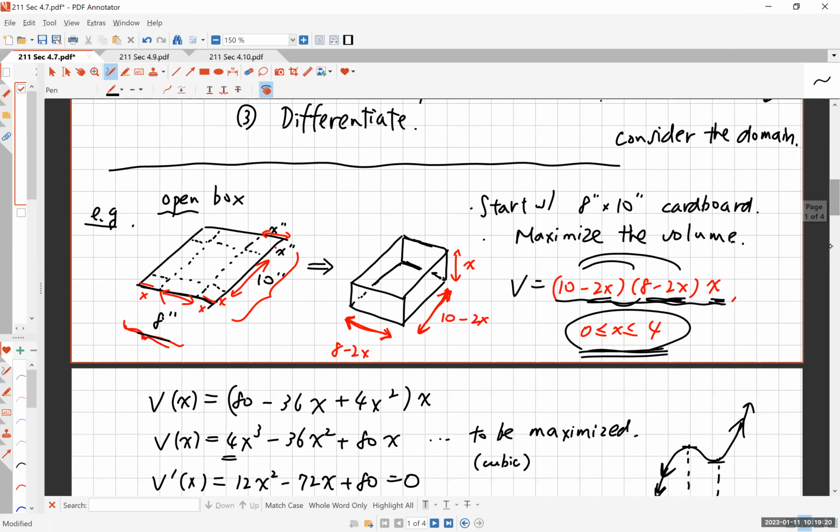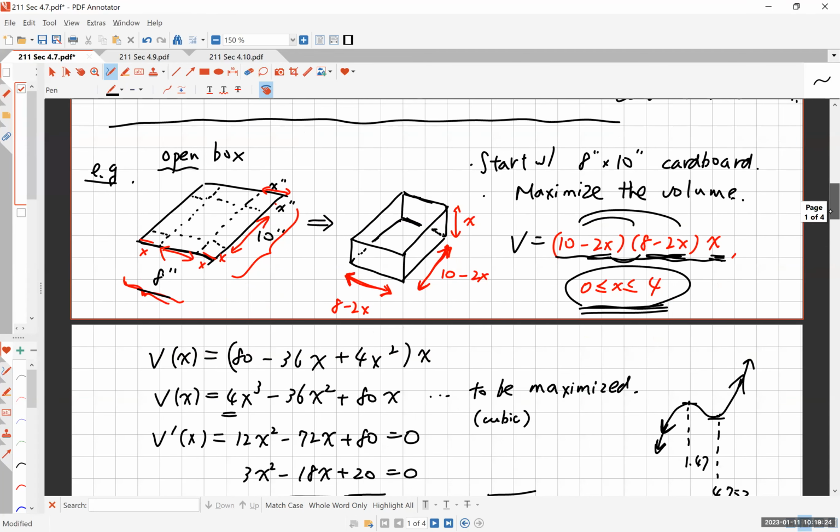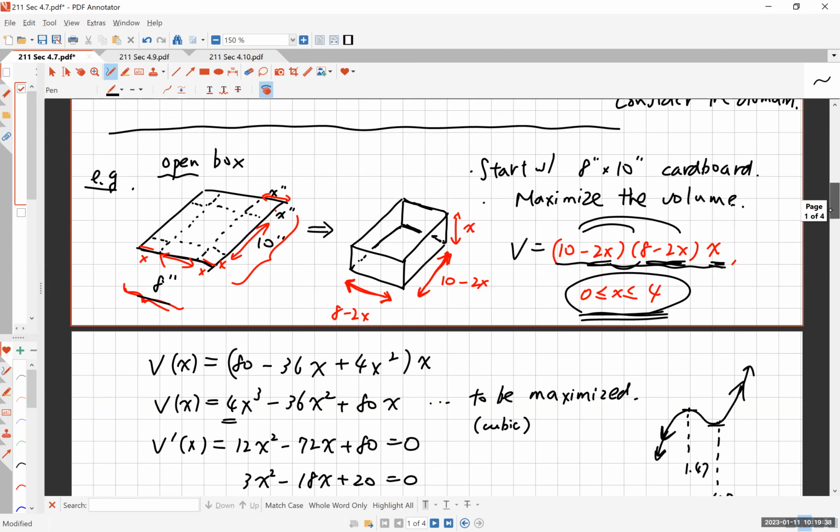So by letting that, what you do is you cut a square whose side lengths are 1.47 from each of these four corners, and then construct this open box, and that open box has the maximum possible volume of about 52.5 cubic inches. And you cannot possibly make this open box any bigger.